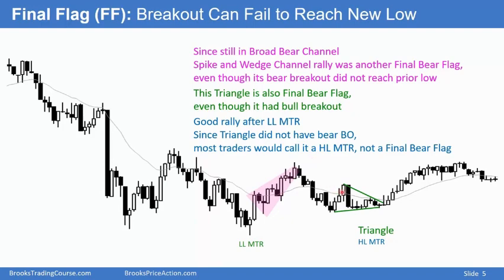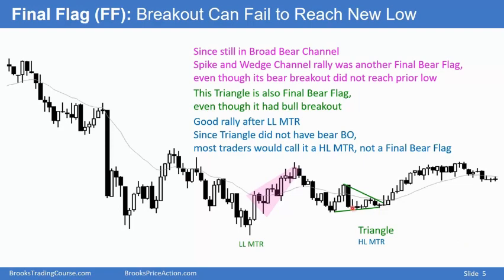This triangle could also have been a final bear flag. We could have had a bear breakout and then a reversal up. Here, it was a final bear flag. We never got the bear breakout. We got a bull breakout of the bear flag. We had a good rally after the lower low major trend reversal, and this triangle became part of a higher low major trend reversal and a second leg up.